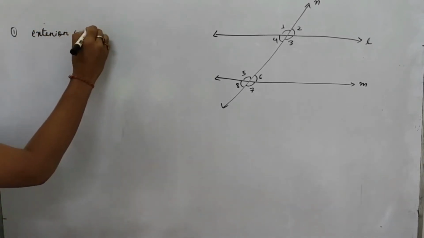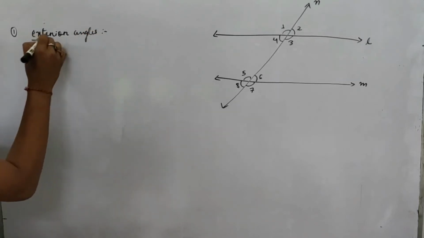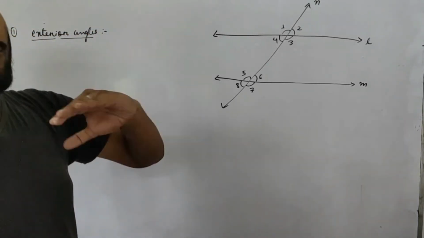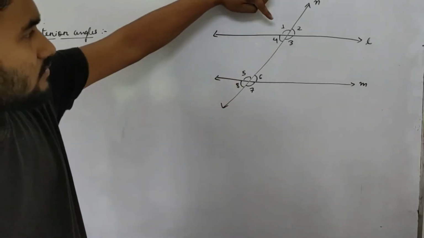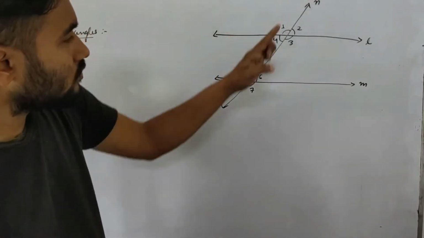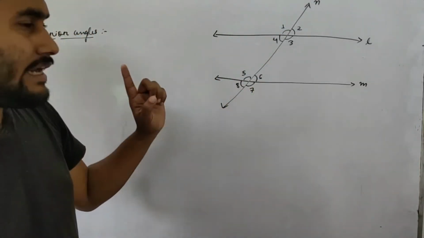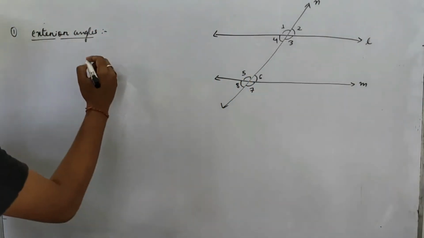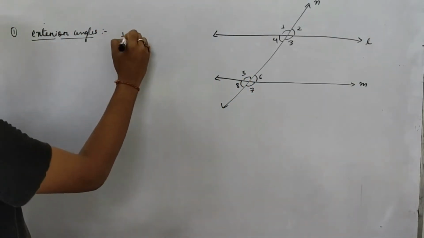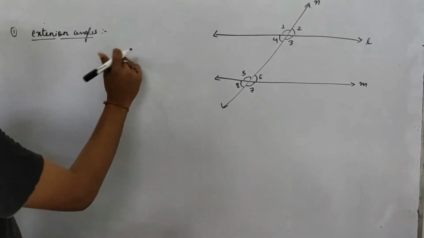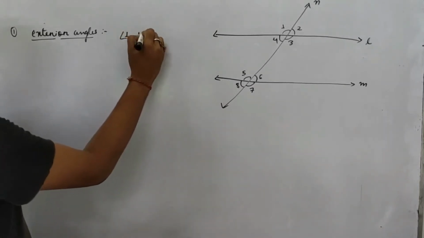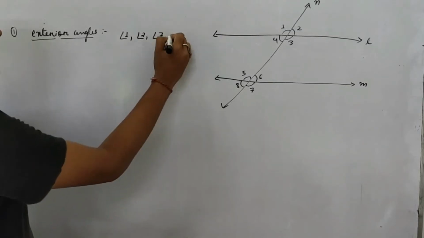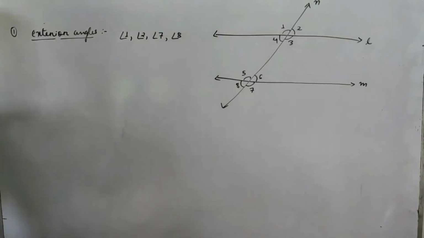Exterior angles. What will be the exterior angles in this diagram? Means the outermost angles. So very simple, 1, 2, 7 and 8 are what? Exterior angles. Understood? So exterior angles will be angle 1, angle 2, angle 7 and angle 8. These are your exterior angles.